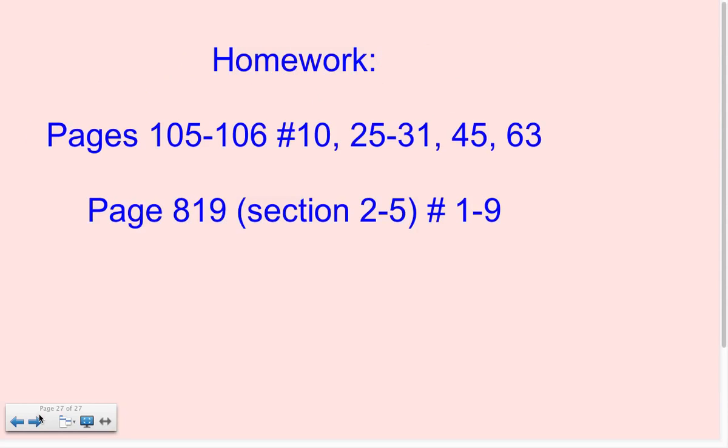Homework is pages 1 through 5 through 1 through 6, numbers 10, 25 to 31, 45, and 63. And page 819, make sure you're just looking at section 2.5 on that page, numbers 1 through 9.